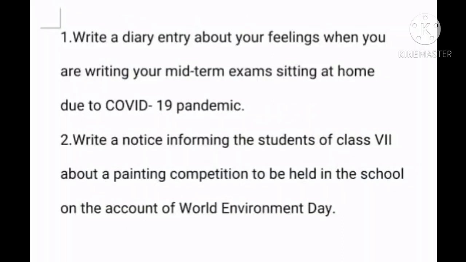Now that we have seen two examples of diary writing which you can refer to for your exams, after that you can write a diary entry about your feelings when you are writing your exam sitting at home. You are not coming to school and you are writing your exam sitting at home. How are you feeling? You can write a diary entry. And another exercise is of notice writing about a painting competition to be held in the school on account of World Environment Day.